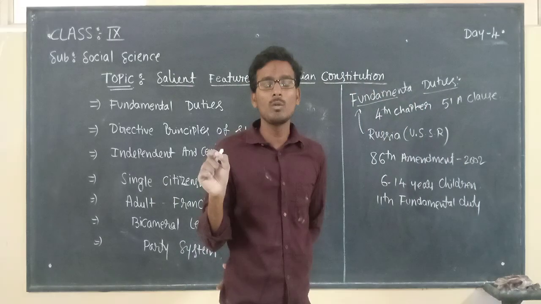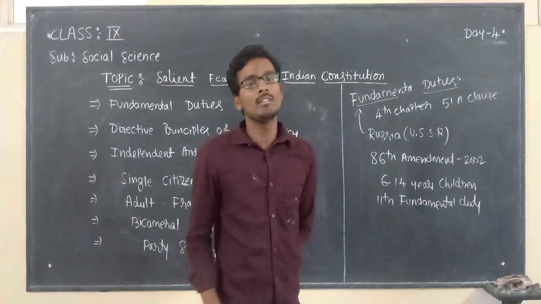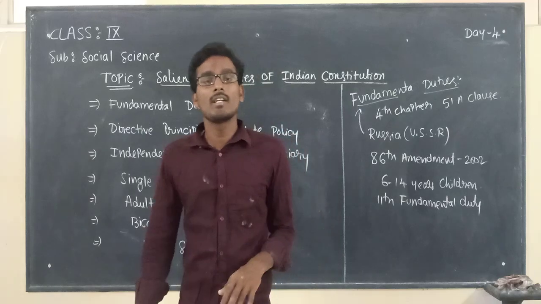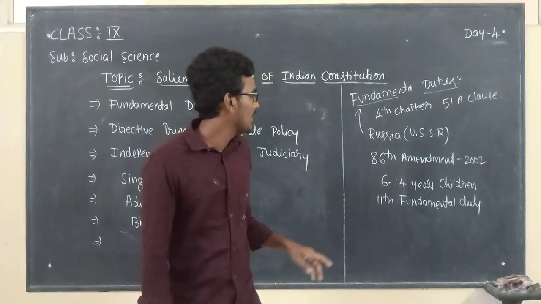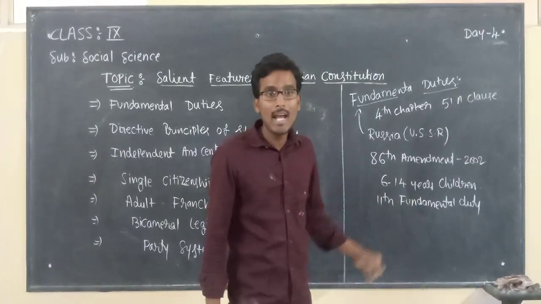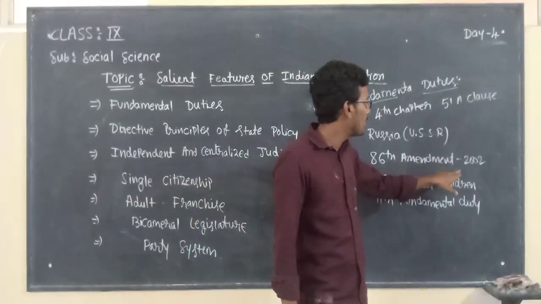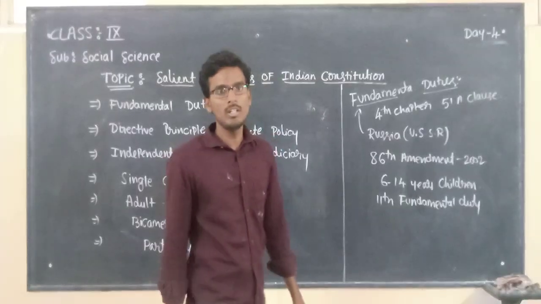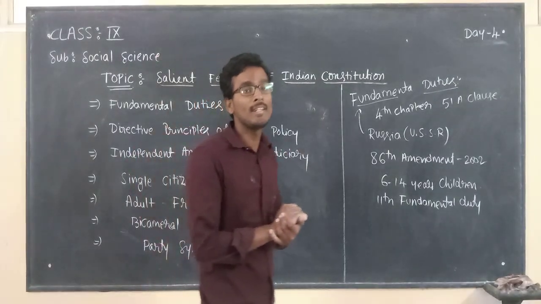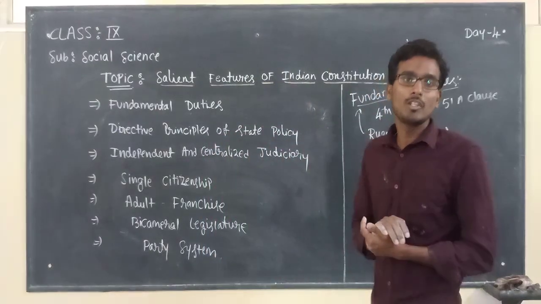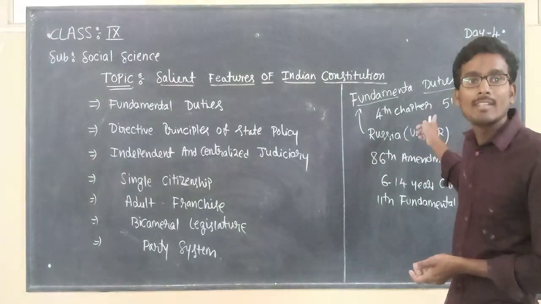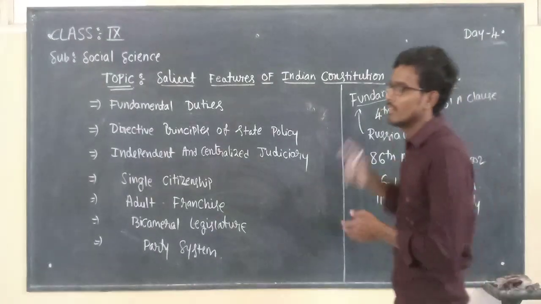So how many fundamental duties are there? 11 fundamental duties are there. The 11th fundamental duty is nothing but providing compulsory education to the children between the age of 6 to 14 years. As per which amendment? 86th amendment in the year 2002. So that is all about the fundamental duties incorporated in our constitution in the fourth chapter, Article 51A.